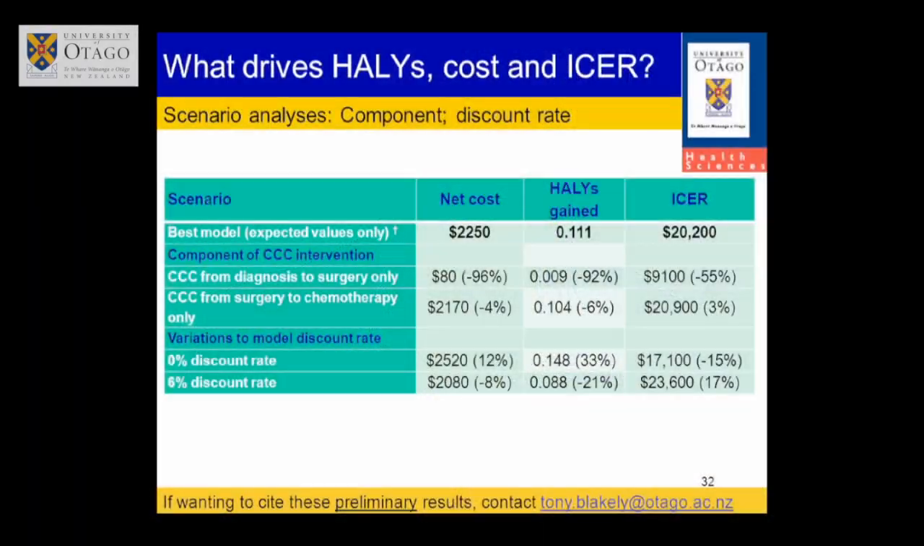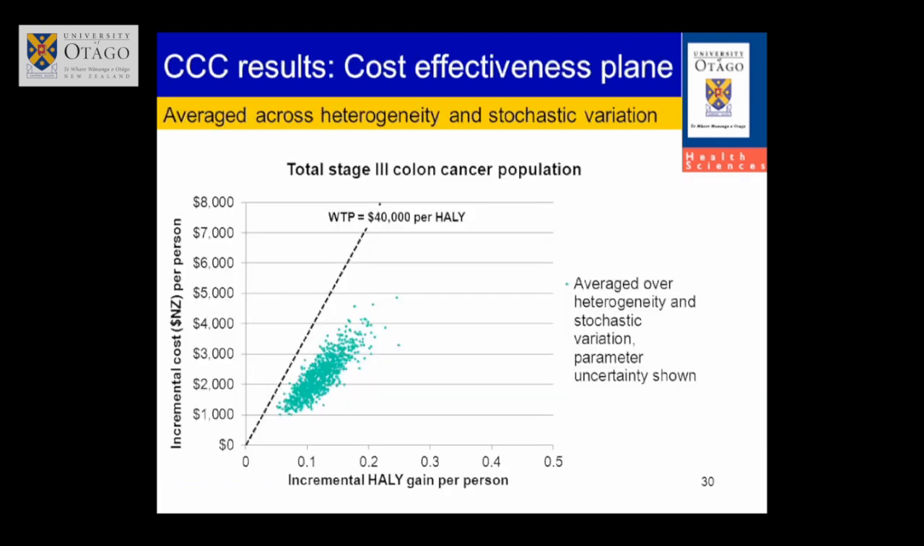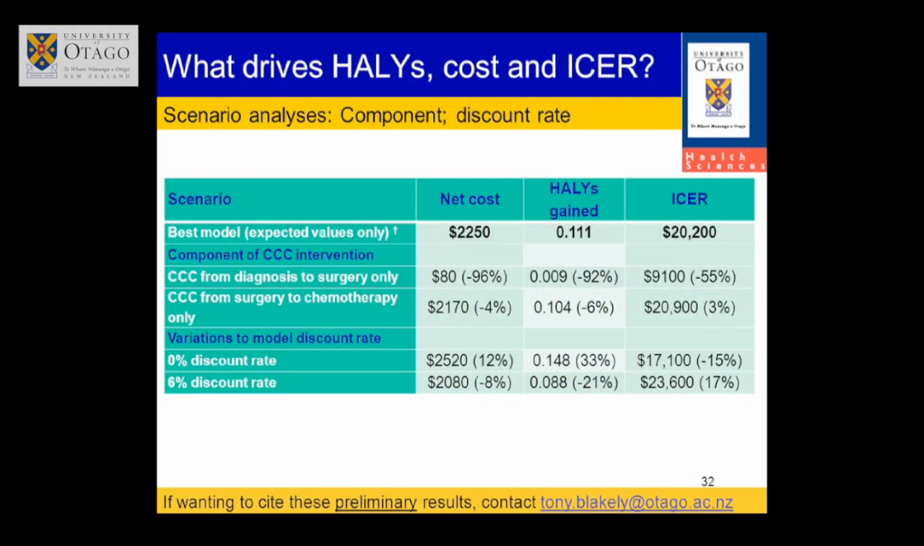Now, what drives those HALYs, those net costs or incremental costs, and the ICER? What we've done here is a whole lot of scenario analyses about various bits of the model you could change to see what's driving it. Now, we're using what we call expected value analysis. It's not the full simulation, because each one of these full simulations takes how long, Yorgi? 4 hours? 6 hours? This is 20 hours. Yeah, 20 hours that takes. So we used some shortcuts called expected value analysis. So you're not going to see uncertainty intervals now. But what we can do is compare the values, because just the comparison of the absolute values gives us a feel for what's going on.